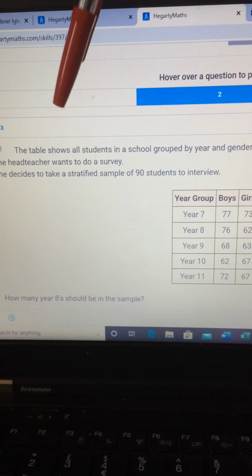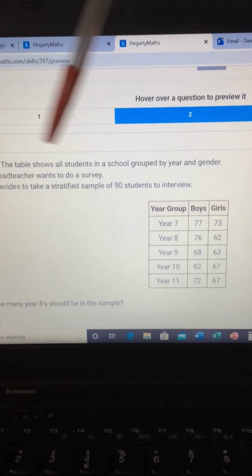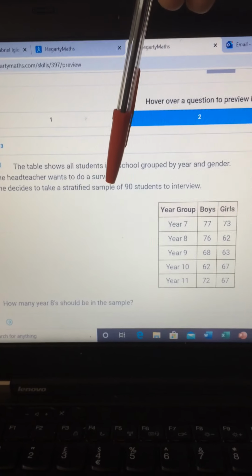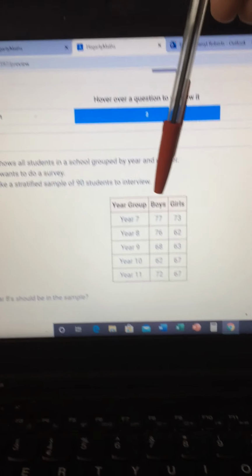Okay, so the question asks: the table shows all students in a school grouped by year and gender. The head teacher wants to do a survey. She decides to take a stratified sample of 90 students, so that 90 is very important, to interview. So we look at the table.